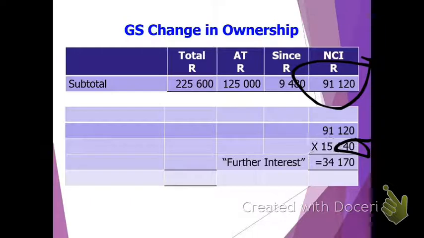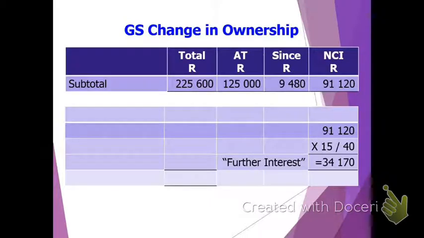From there, the calculation that we are doing. So that is why we are calculating 91,120 times the 15% that we are receiving over the 40%, which was the holding of the non-controlling interest per se. So the further interest that we are calculating is the 34,170.